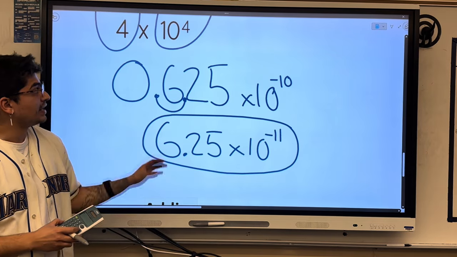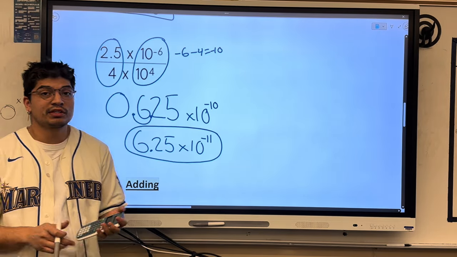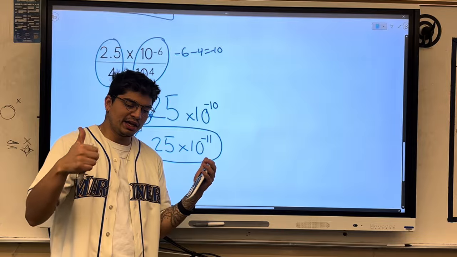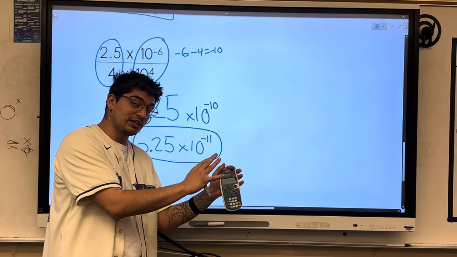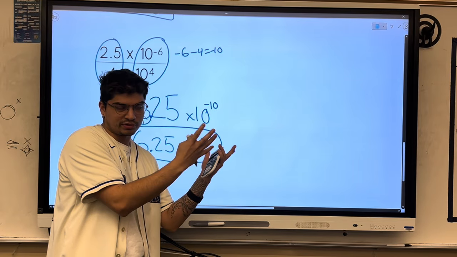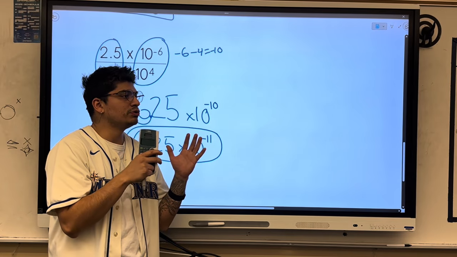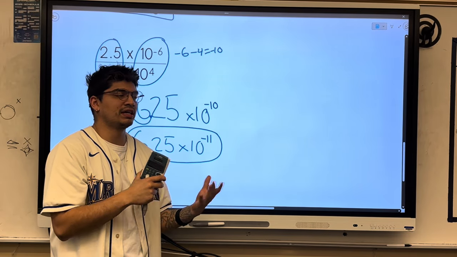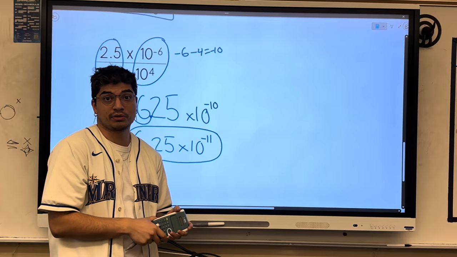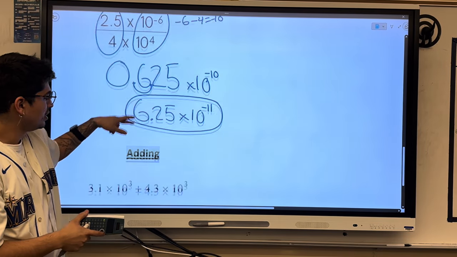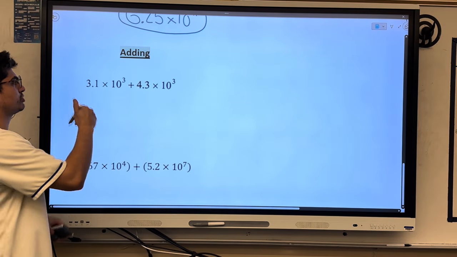So that is multiplying and dividing. Let's just keep in mind that with multiplying and dividing, you interact regular numbers or constants with regular numbers or constants, and then you use exponent rules to do your exponents, 10 to the power of whatever. So what if we got adding and subtracting though, right?